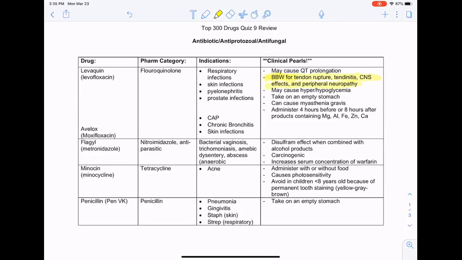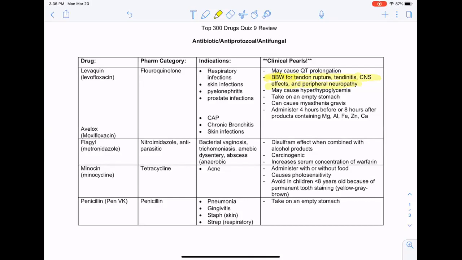Whenever you're counseling on a fluoroquinolone, whether it's Levaquin or moxifloxacin or ciprofloxacin, those are all fluoroquinolones, you're going to want to mention to the patient that they're not going to want to do any strenuous exercise for the duration of the antibiotic. That's important because it can cause tendon rupture, and most commonly it's in the wrists and also in the heel area, so like the Achilles. If they do any vigorous exercise, you can cause a rupture of that tendon, and that's obviously not a good thing.